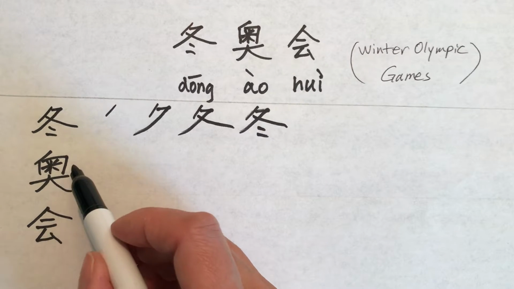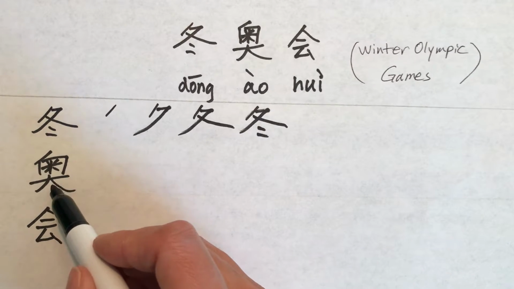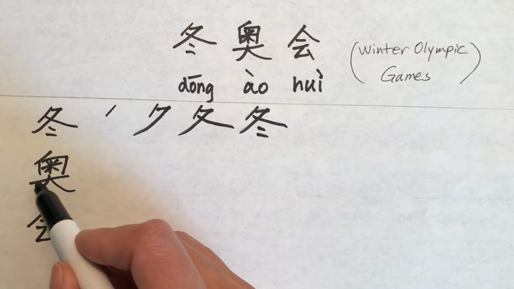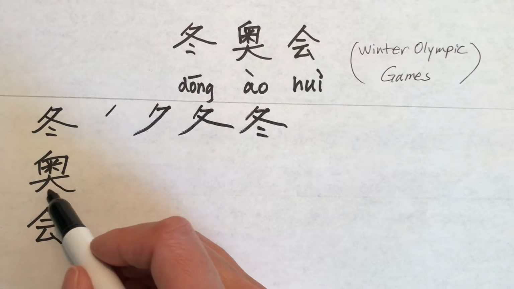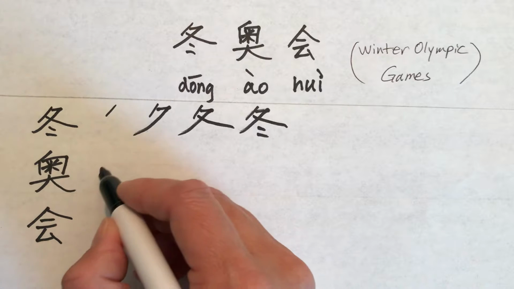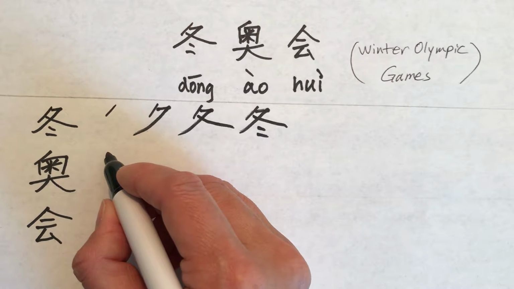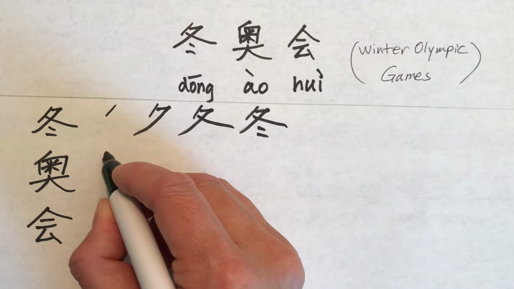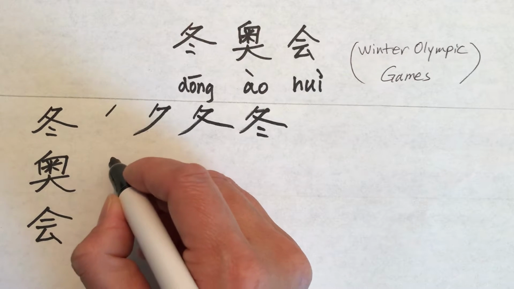Ao. This character looks a little bit complicated. It has the top part and the bottom part. The bottom part means big, da. But put together it means ao. It sounds like ao. It's pronounced ao. Olympic game.